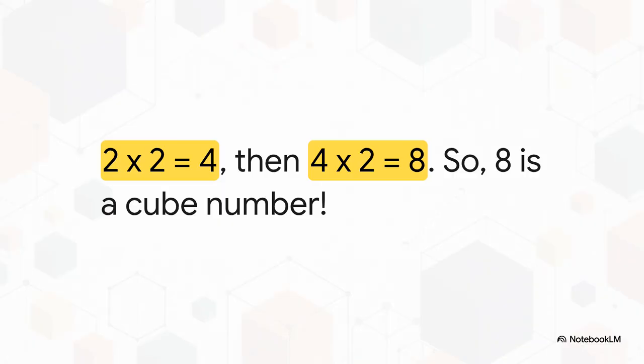Let's try it with an easy one, the number 2. Okay, so first, we multiply it by itself. 2 times 2 gives us 4. Easy enough. Now, we take that result, 4, and multiply it by our original number, 2, one more time. So 4 times 2 is 8. And just like that, you found one. 8 is a cube number.